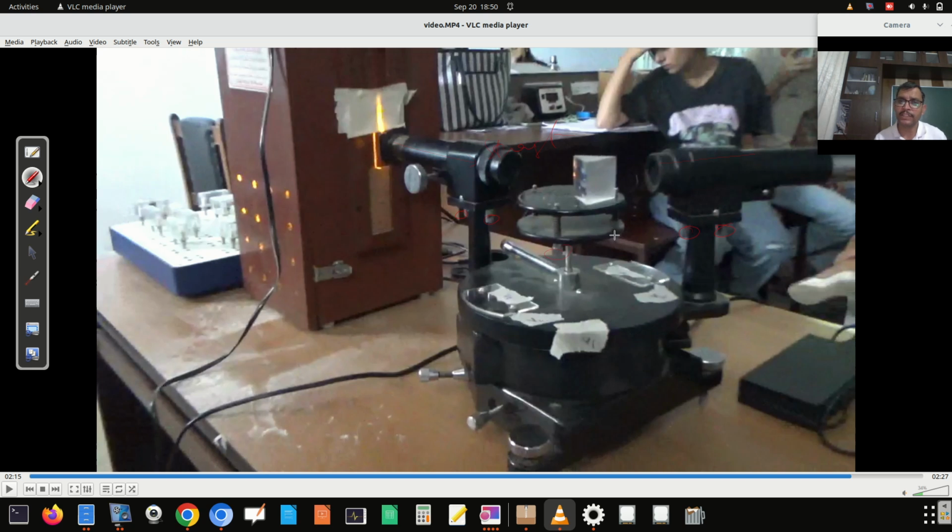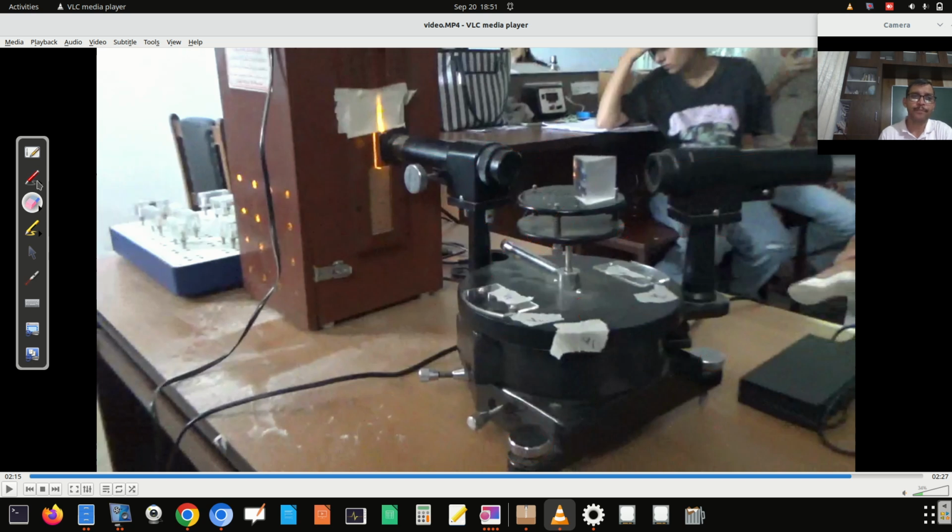These are the leveling screws. Sometimes what will happen, the slit from one face is a little bit aligned up, and for the second face it is aligned down. So we have to bring that slit into the center. Also we can make small adjustments from here, so that first of all we have to level this spectrometer. Then this is the prism table. There are a few steps which we have to follow.